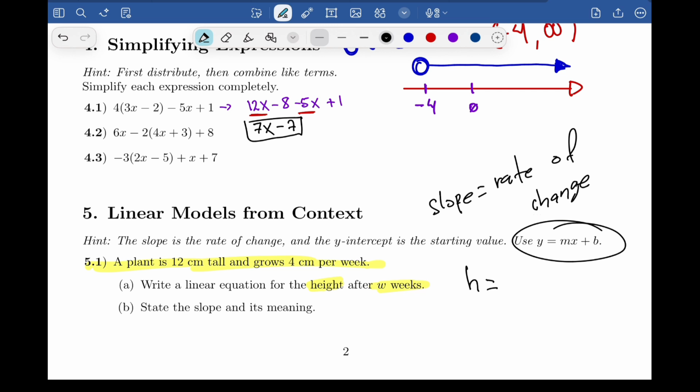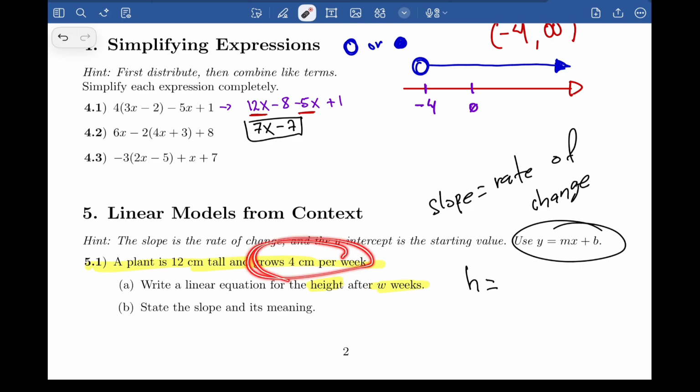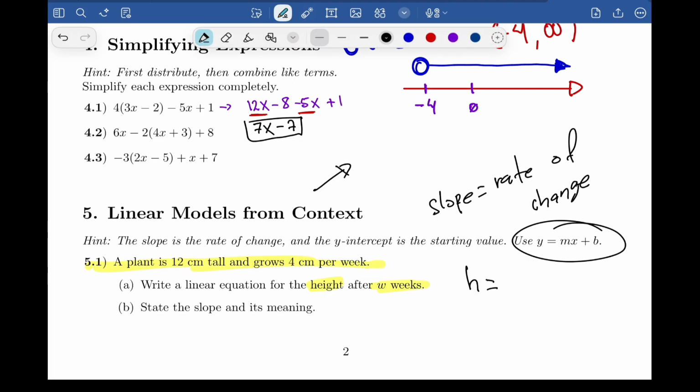The slope is the thing that is increasing or decreasing, the rate of change. What is changing here? The growth, and this is growing, so it's increasing. This means that the slope has to be positive. Remember, the slope is positive when something is increasing, or negative when it's decreasing.